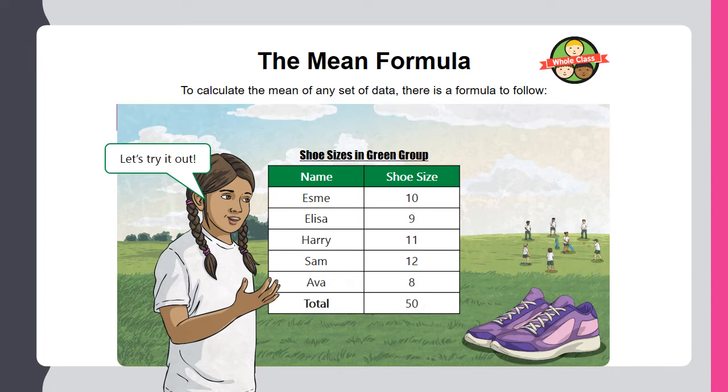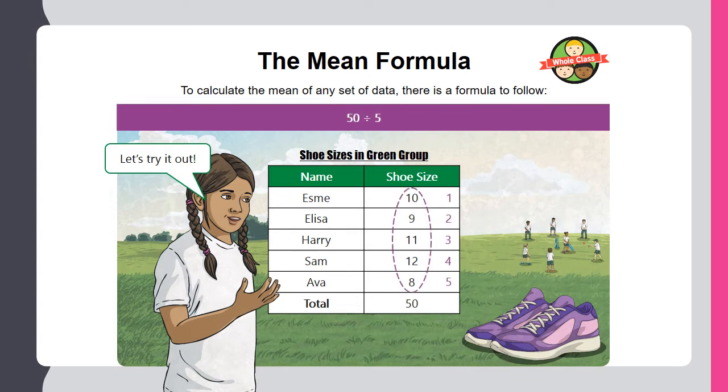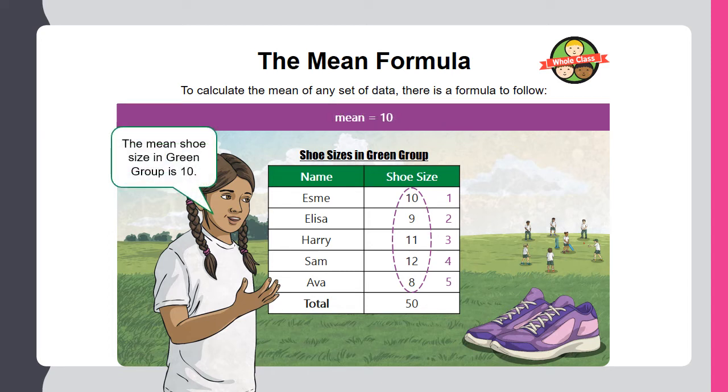But we're not finished there. We still need to take that 50 and divide it by the number of shoes that we added together to make the 50. So we added together 5 shoe sizes. So we take that 50 and we divide it by 5. 50 divided by 5 equals 10, meaning our average shoe size, our mean shoe size, is a size 10.